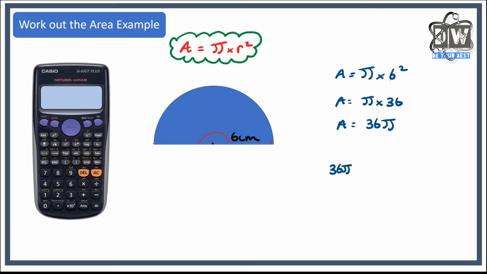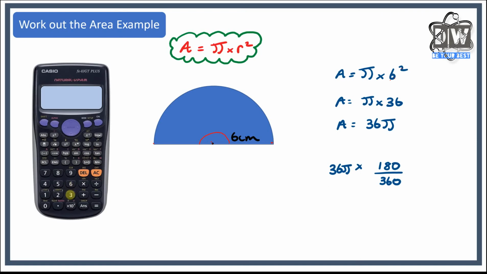So 36 pi times by 180 over 360. We are halving. If you put 180 over 360 into your calculator, you'd also notice that it's half. It cancels down to a half. But I wanted to do it this way because as we go through, you'll see the connections. Okay, so put that into your calculator.